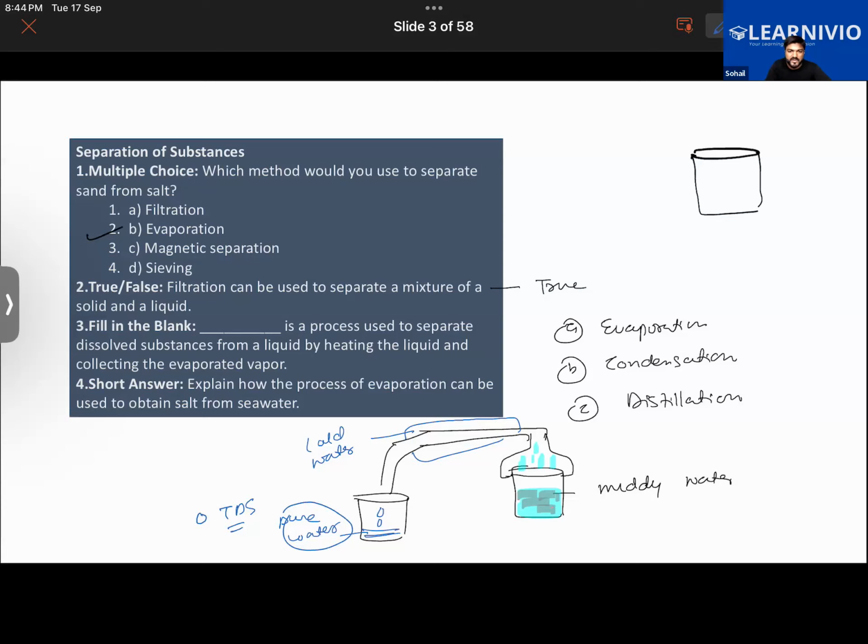Okay, now anyways, let's continue further. We have the next question, question number 4. Explain how the process of evaporation can be used to obtain salt from seawater.